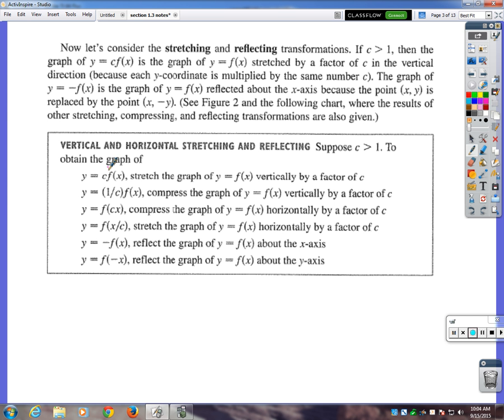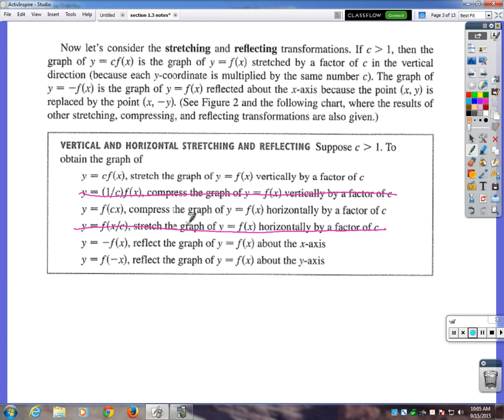If you do it inside the parentheses, then the way they are talking about it is vertically, but I don't want you to think about that. I want you to just think that if you're multiplying it on the outside, then it's going to be a vertical stretch. If you multiply it inside, remember inside is always opposite. So if you put a 3x instead of an x, you might think that it would be a horizontal stretch of 3, but it's the opposite, it's going to be a compression of 3.